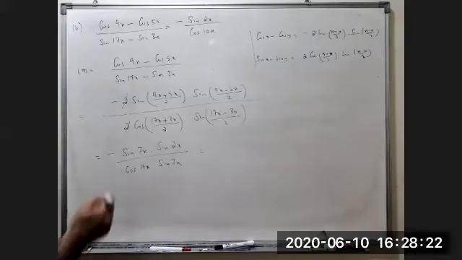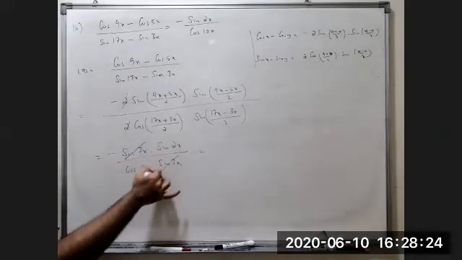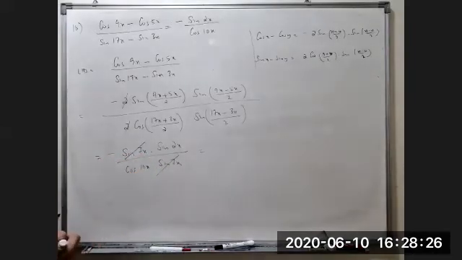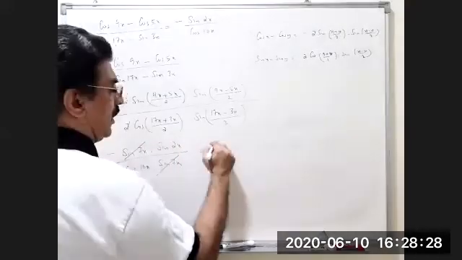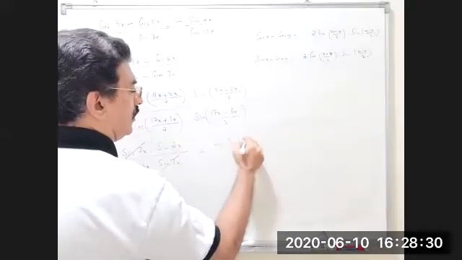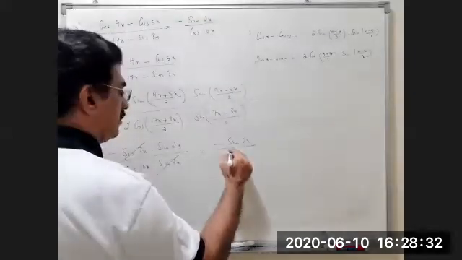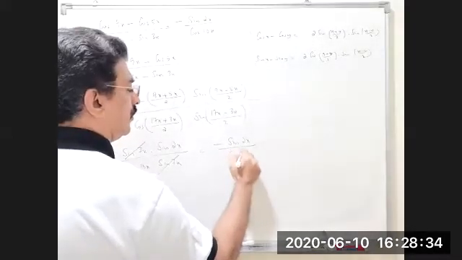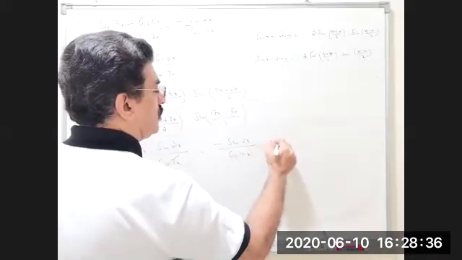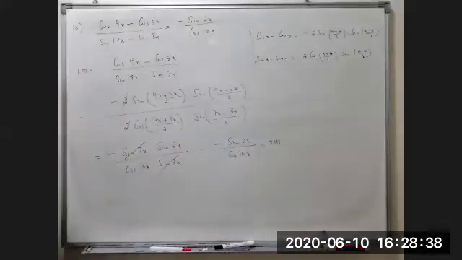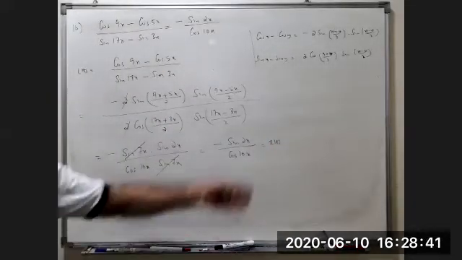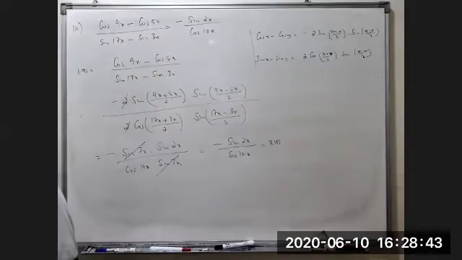Now what? Sin 7x and sin 7x cancel. What is left out is minus sin 2x by cos 10x, which is the RHS. See, directly substitute the formula, we get the answer.